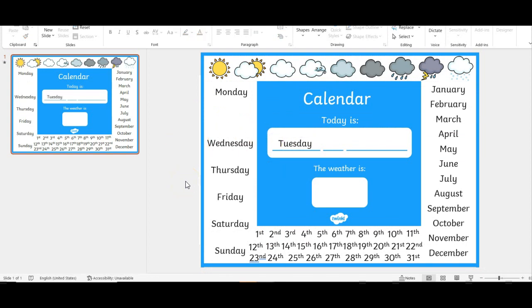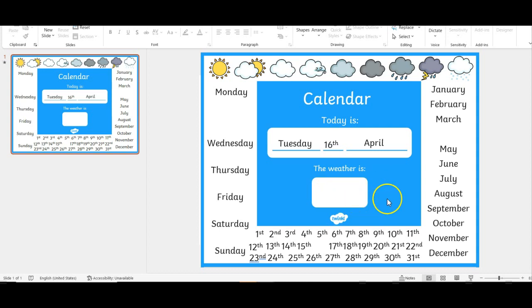And what date is it today? Is it the 1st? Is it the 25th? Is it the 10th? How about the 30th? Well, today is the 16th. It is the 16th. And in what month are we in? Are we in January? Are we in August? Are we in December? Are we in June? No, we are in April. So, today's date is Tuesday, the 16th of April.